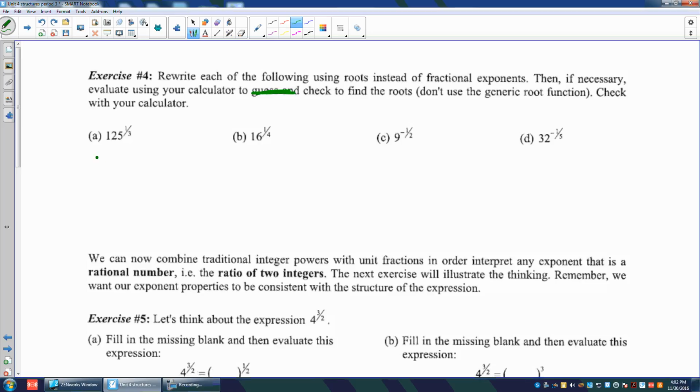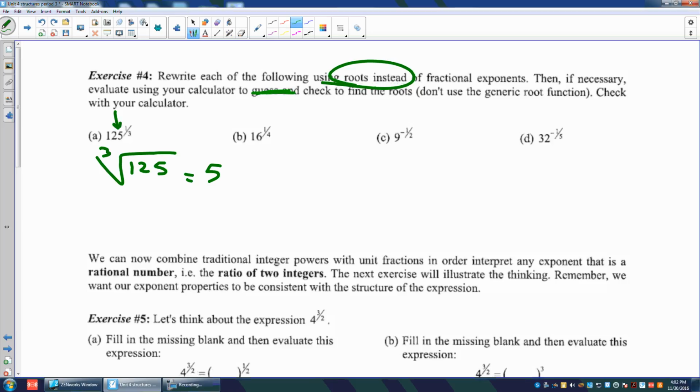This is the cubed root of 125. We used a root instead of a fractional exponent. I hope we know 5 times 5 is 25, and 25 times 5 is 125. So the cubed root, what number times what number times what number equals 125? 5. There's a big clue there, a number ending in a 5.